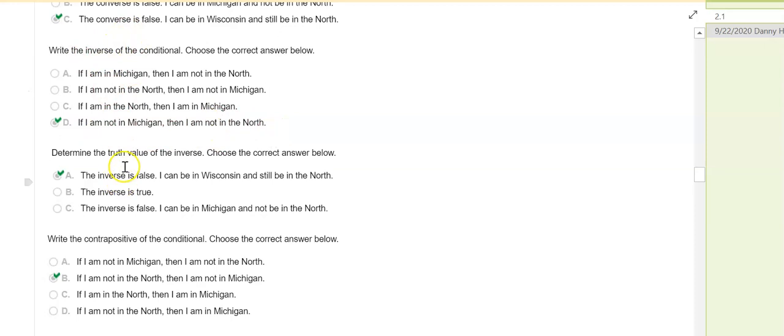And now we check our truth value of that inverse. So if I am not in Michigan, then I'm not in the North. And this is false because I can also be in Michigan and still be in the North. So simply not being in Michigan doesn't mean you are not in the North.